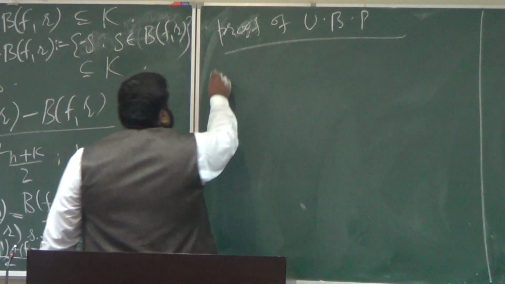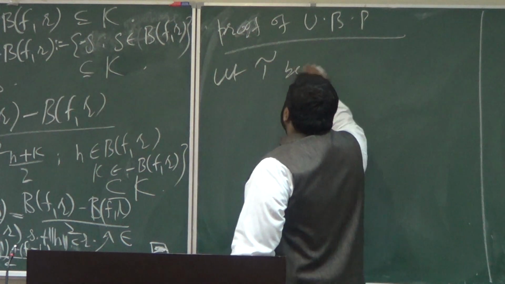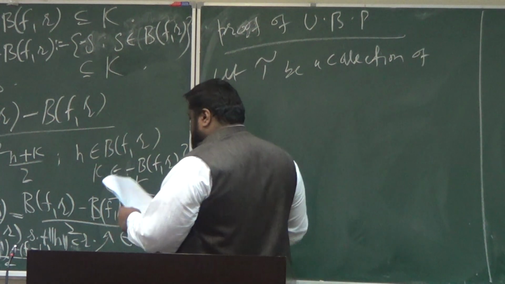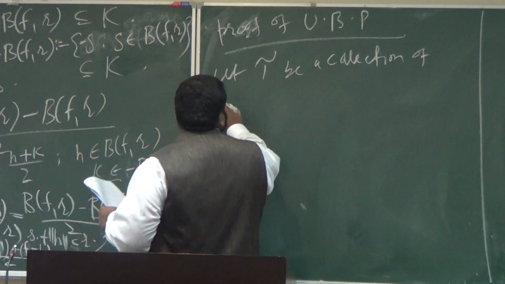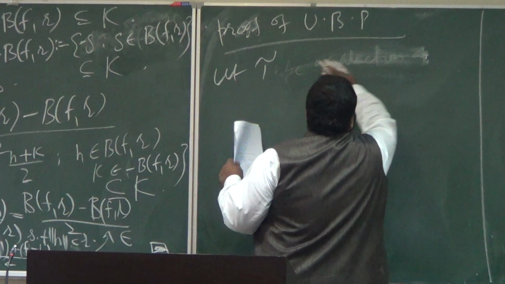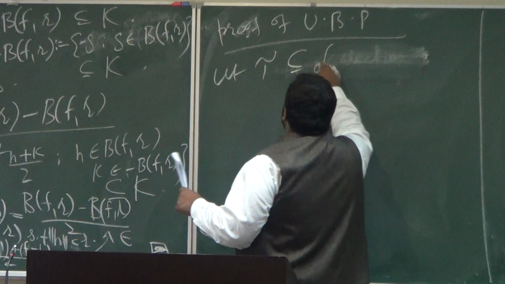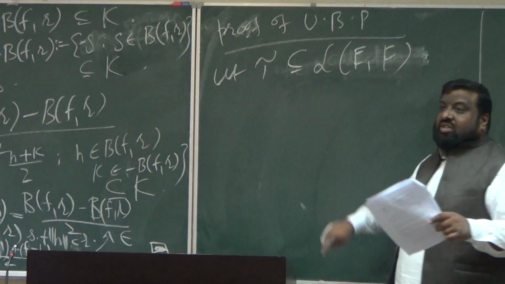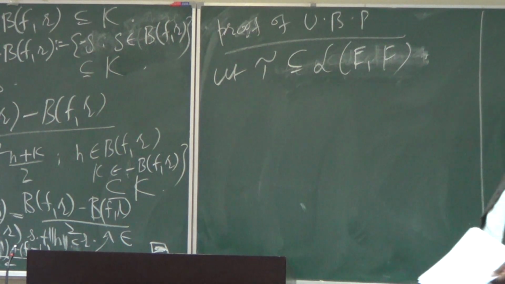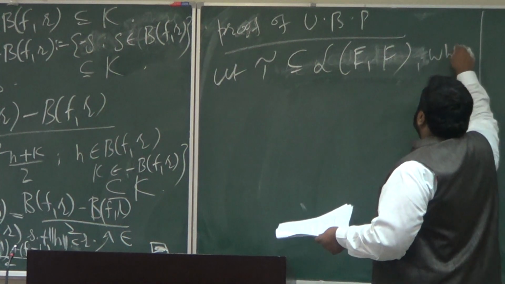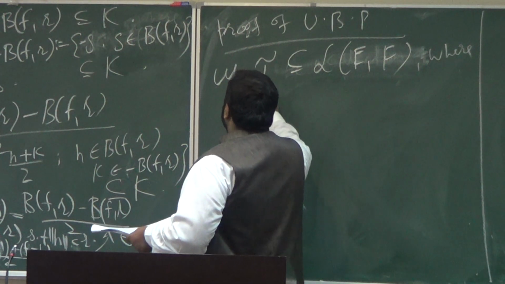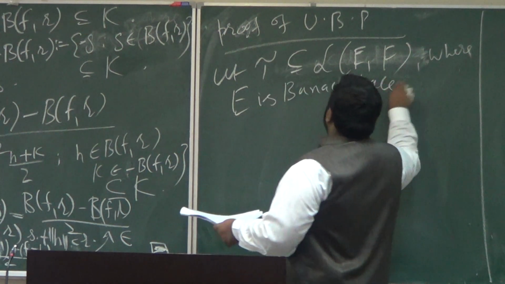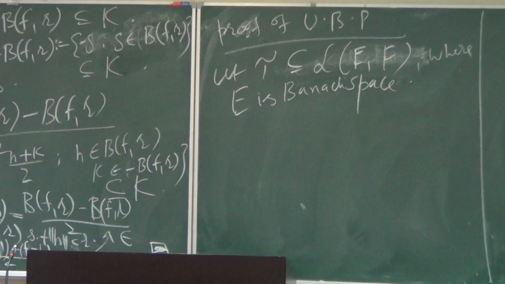So in other words, let tau be a collection of pointwise bounded operators. Maybe the best way to say it would be that let tau be the collection of linear bounded operators from E into F actually, pointwise bounded, where E is a Banach space. E is a Banach space. So that's a key thing that we would like to use.